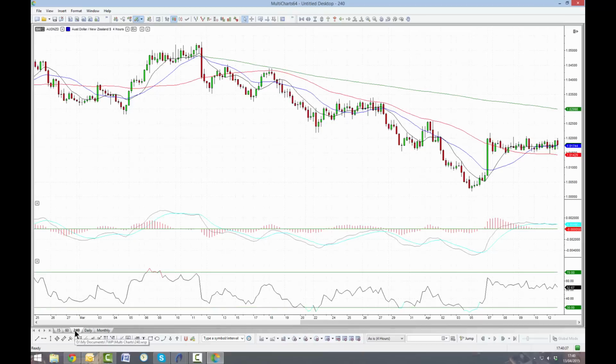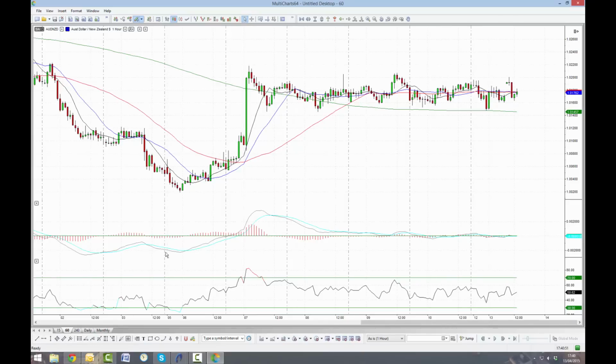So coming down to the lower time frames, we can now see on the 240 chart that we've got this nice sideways consolidation with convergence with our indicators, which is another one of our strategy rules. So I'm coming down to the 60-minute chart, and what I'm looking for is a breakout short underneath this level here.